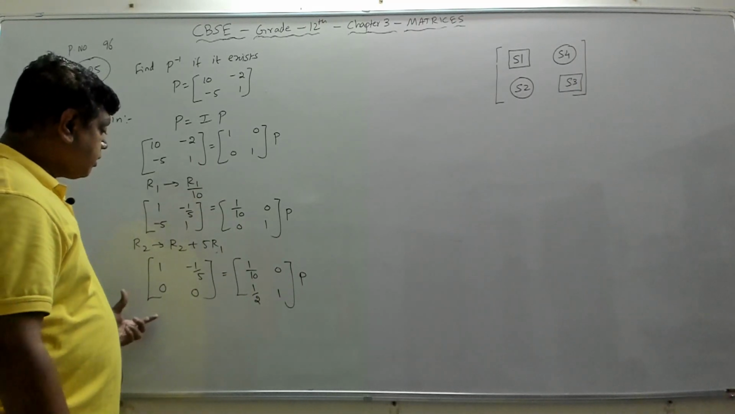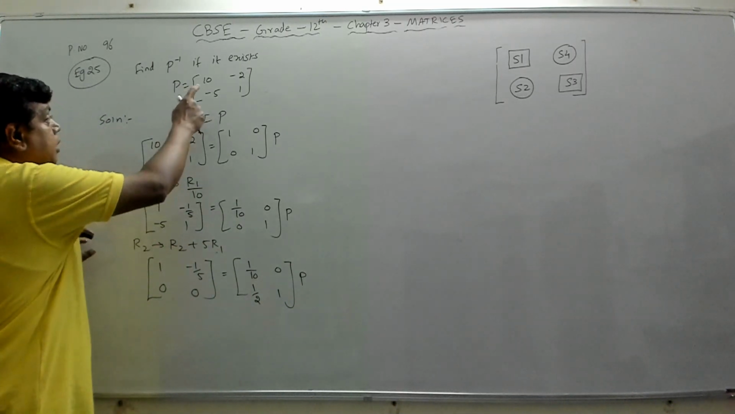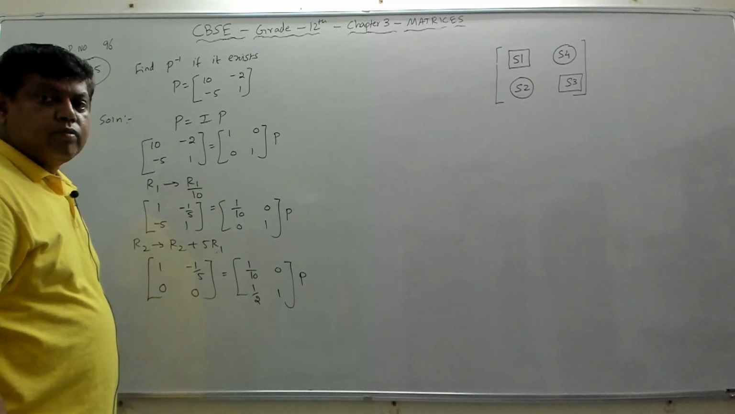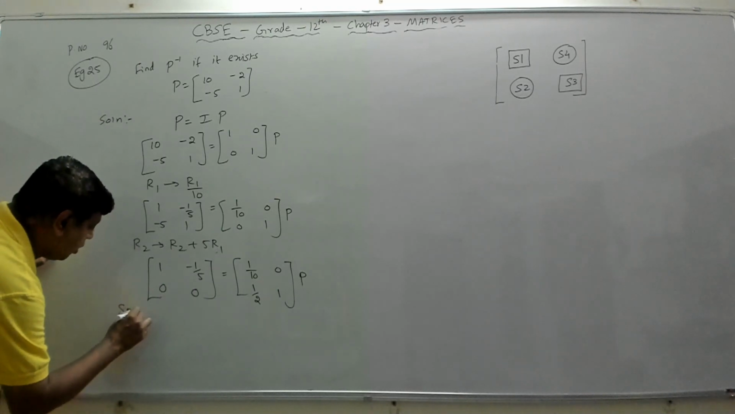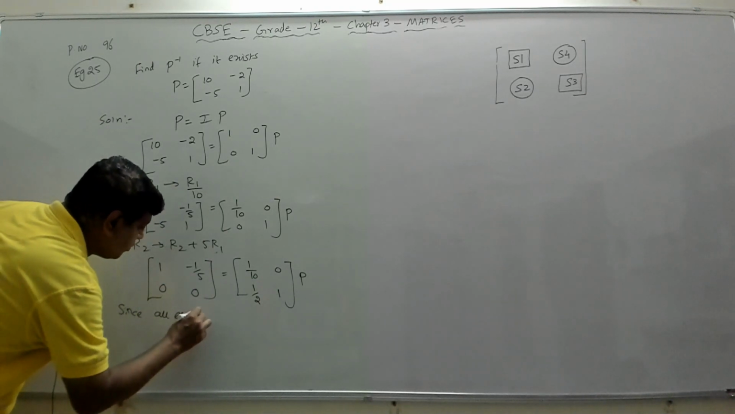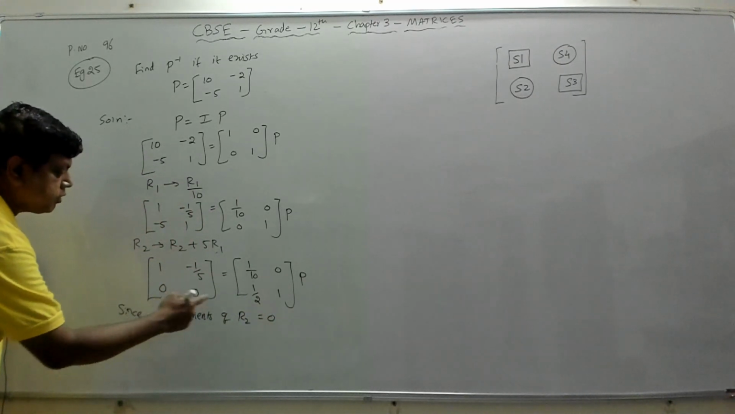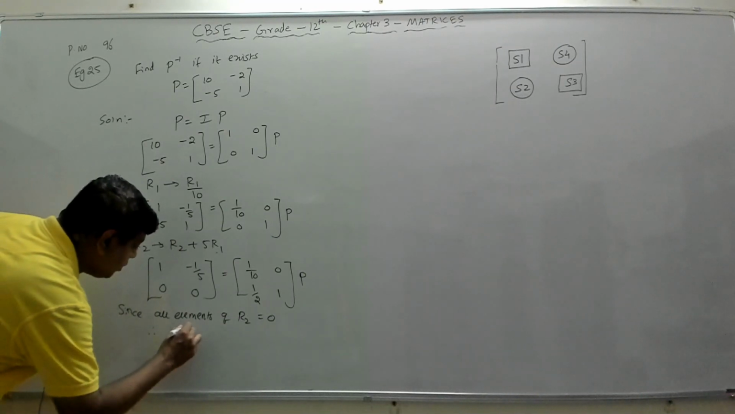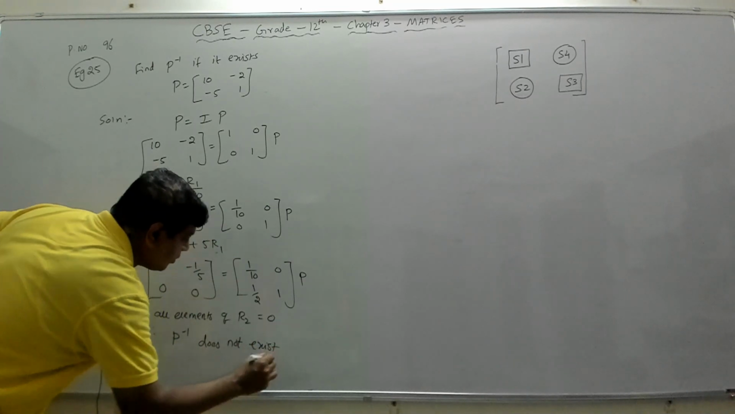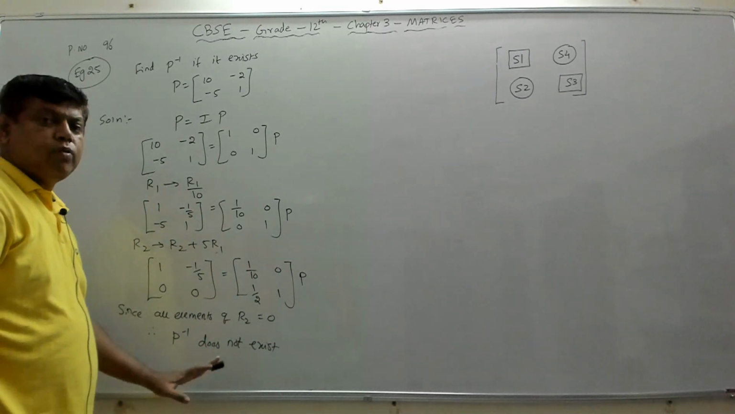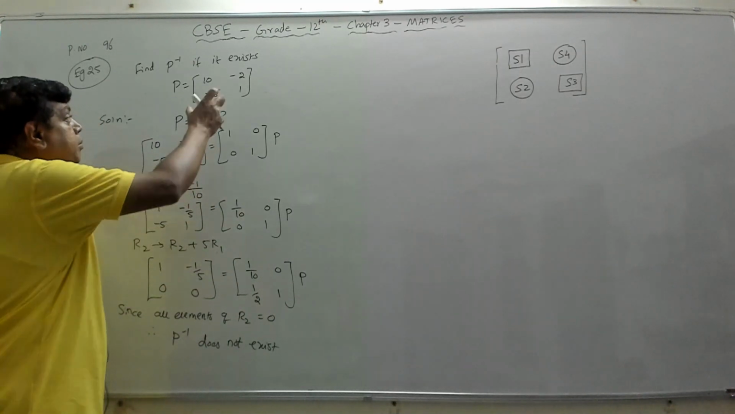See here, row 2 is becoming 0, which means this particular matrix does not have an inverse. So we will say, since all elements of R2 are 0, P inverse does not exist, which means P does not have an inverse. Then we should stop the process. So this particular matrix does not have an inverse.